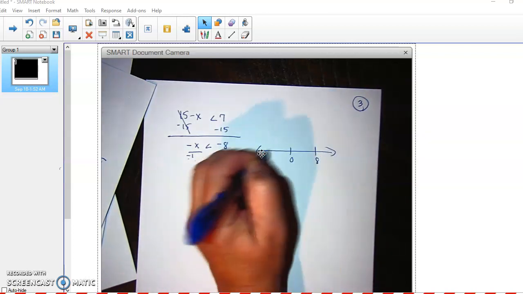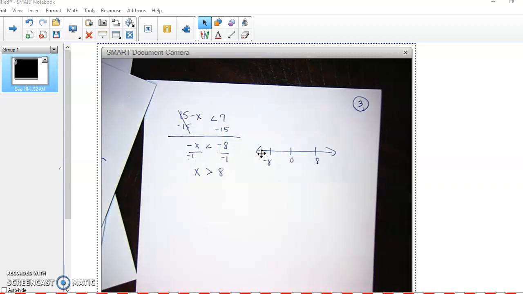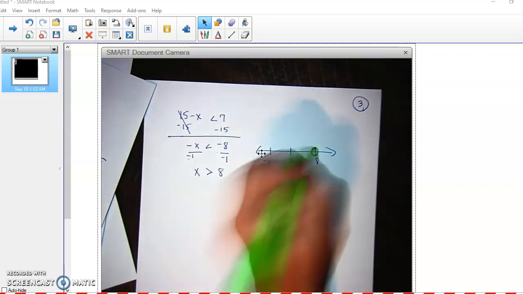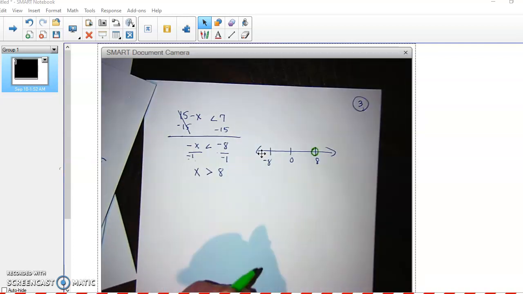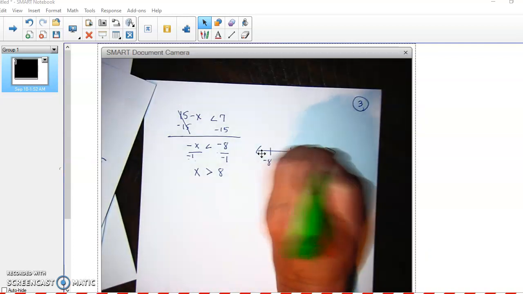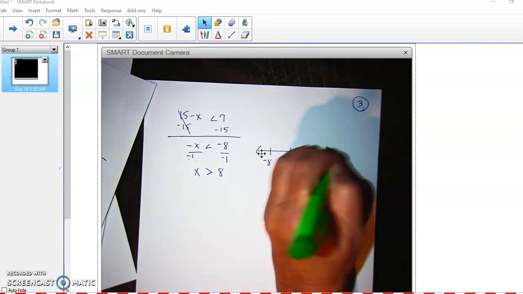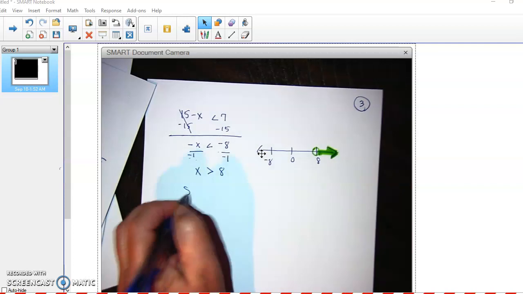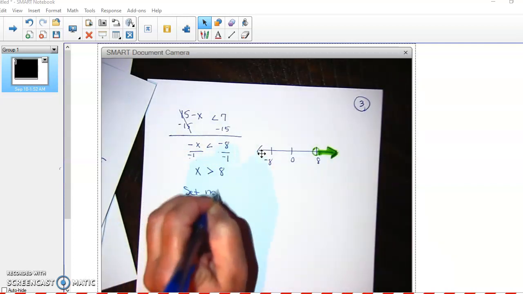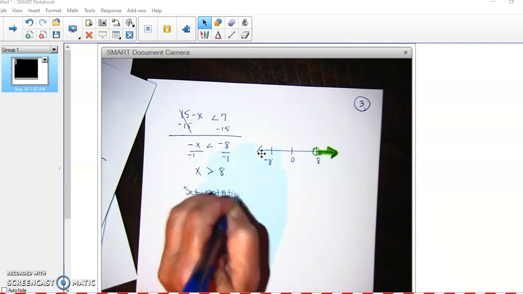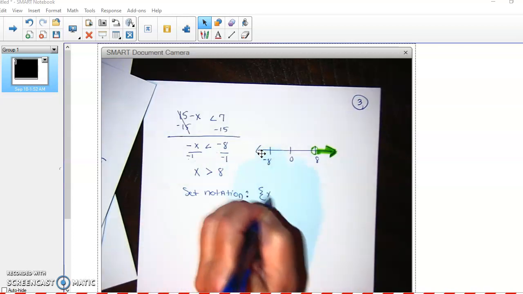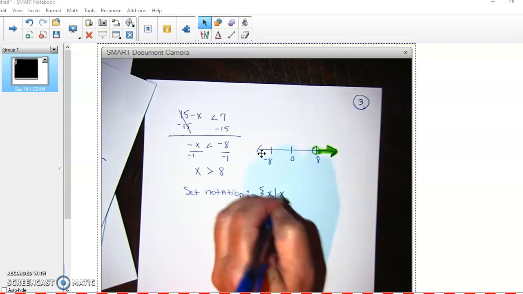Negative 8. Okay, it's going to be an open circle because it's not included in the solution. And everything above that is a solution. We're going to go to set notation, and then I'm going to discuss why we reverse that. Set notation is x such that x is greater than 8.